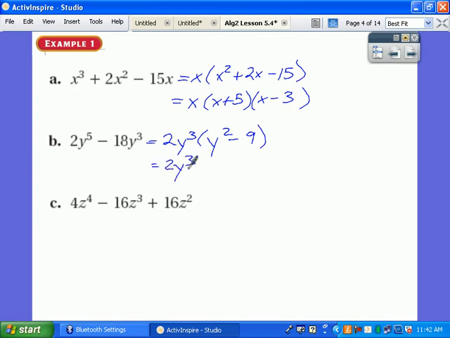It's 2y cubed, and now y squared minus 9 still factors. So we must factor it. That's what we mean when we say factor completely. So y squared minus 9 factors to y minus 3, y plus 3.